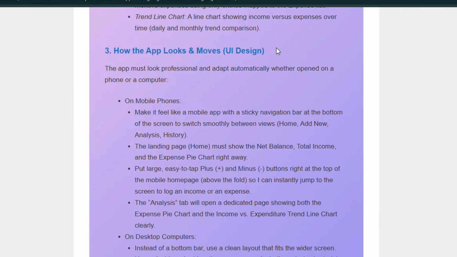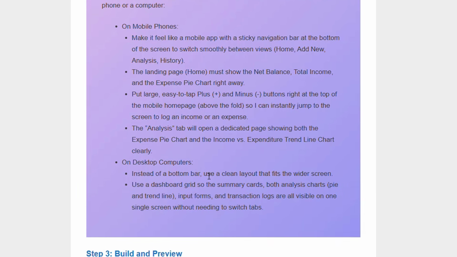Finally, we address the user interface, which must be professional and fully responsive. On mobile devices, the app should function with a sticky navigation bar at the bottom for smooth switching between the home, add, analysis, and history views. The mobile landing page must prioritize the net balance, total income, and the expense pie chart, while placing large, easily accessible plus and minus buttons at the top of the screen for instant transaction logging. For desktop users, the interface shifts to a comprehensive dashboard grid, allowing the summary cards, both analysis charts, input forms, and transaction logs to appear simultaneously on a single screen without the need to switch between tabs.